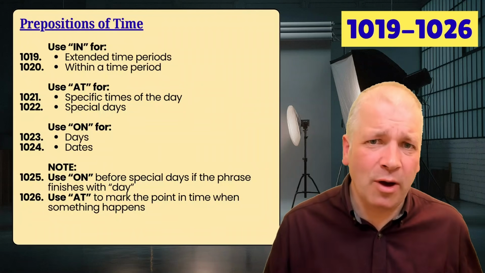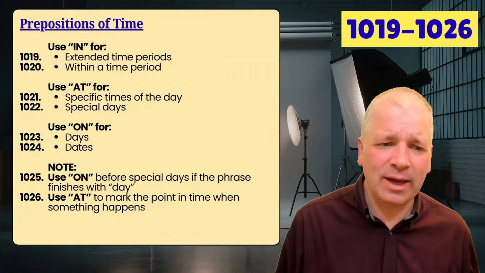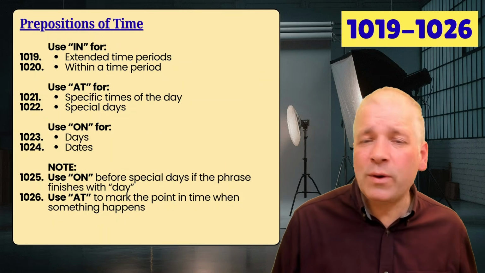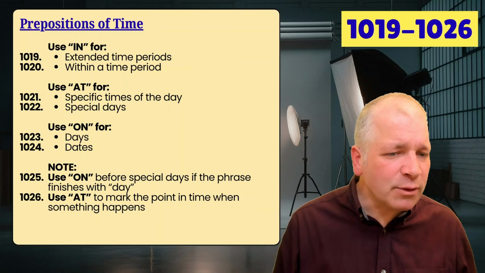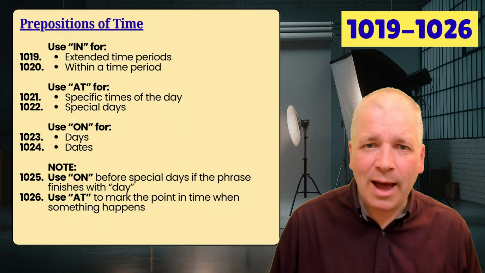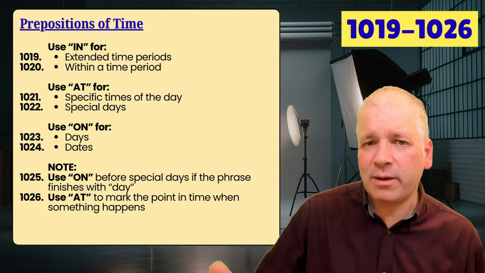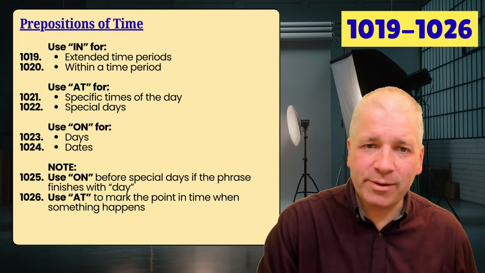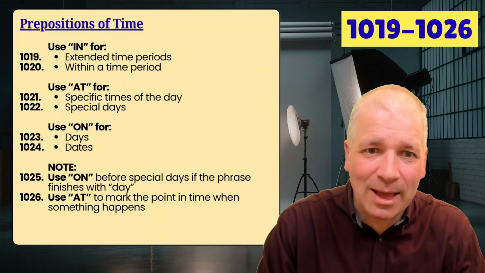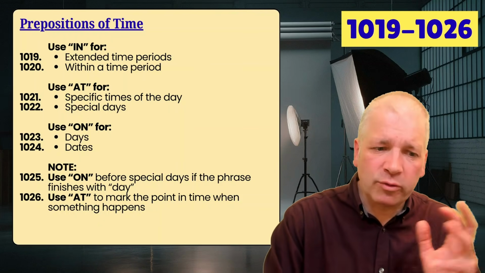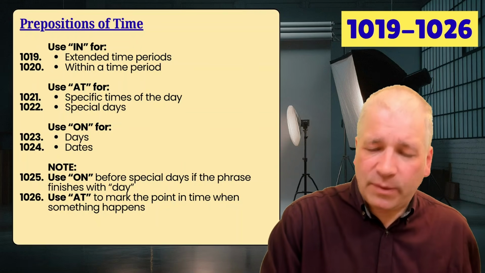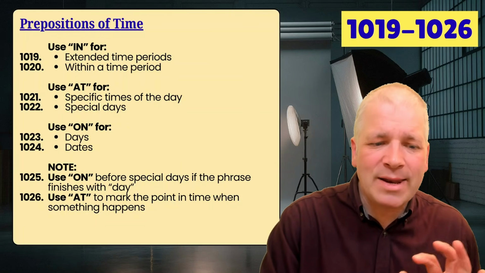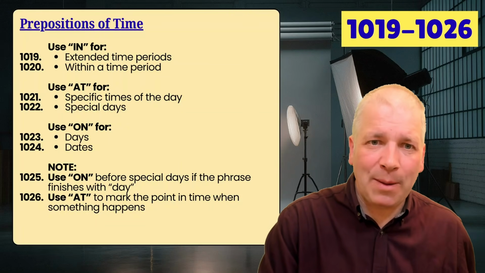Now for prepositions of time. Firstly, with in, at and on again. In is for extended time periods, in a few weeks, or within a time period. At is for specific times of the day, at 3 o'clock, or special days, at Christmas. On is for days and dates. On Monday, on Christmas Day. So at Christmas, on Christmas Day. And this is the note below. Use on for special days if the phrase finishes with day, and at to mark the point in time when something happens.